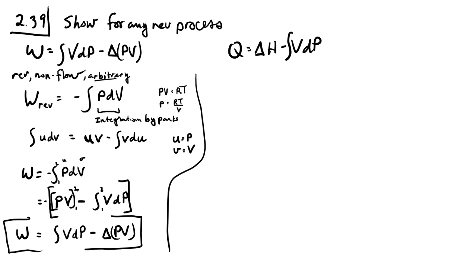Well, we know that this is reversible. I'm going to write this again. This is non-flow. What does that mean? That means it's a closed system. And it's arbitrary. So in our terminology here, in our little world here, arbitrary just means that we don't have an equation of state for V and P.